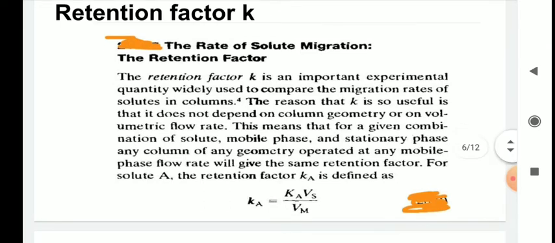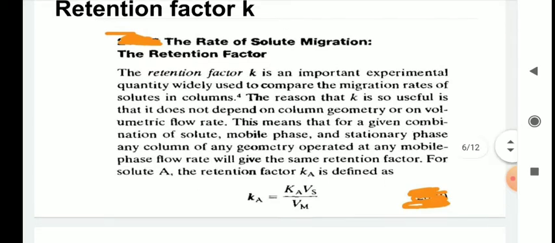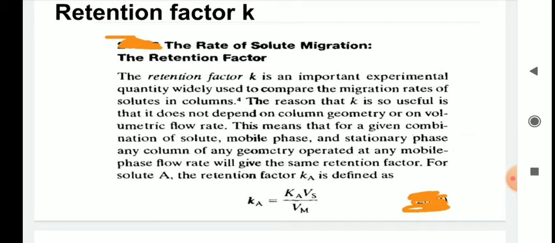The retention factor is an important experimental quantity widely used to compare the migration rates of solutes in columns. The reason it is so useful is that it does not depend on the column geometry or on the volumetric flow rate. You are passing the mobile phase at a certain flow rate, but k dash, the retention factor, doesn't depend on that. This means for a given combination of a solute, mobile phase and a stationary phase, any column of any geometry operated at any mobile phase flow rate will give the same retention factor.